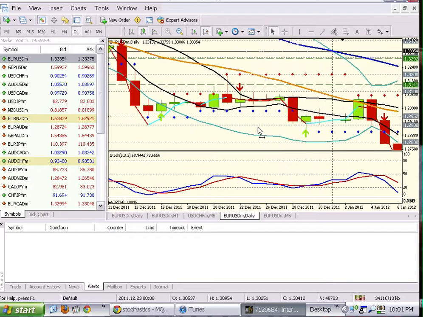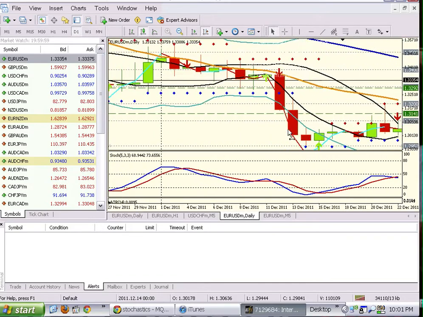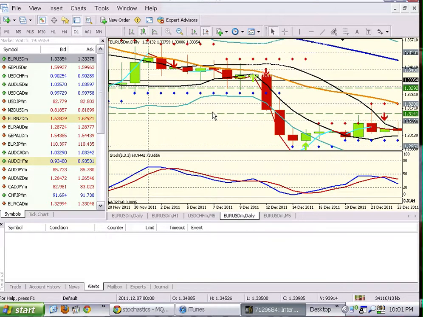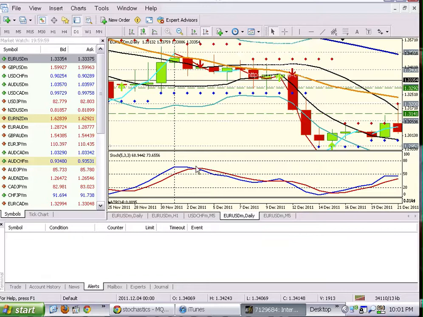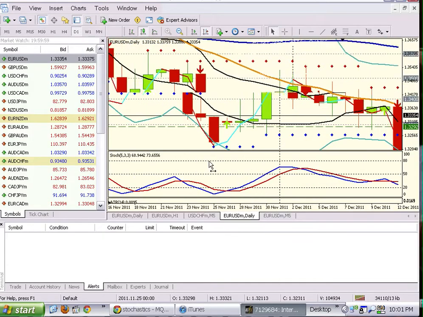So I'm going to make a new video on that, but I just wanted to show you how you can kind of use the stochastic. It's a nice momentum indicator. It has nothing to do with trend. Stochastics, keep that in mind. Stochastics does not determine trend. It just determines momentum. So that means when the blue line is crossing, momentum has shifted. It doesn't have anything to do with trend. So just keep that in mind.